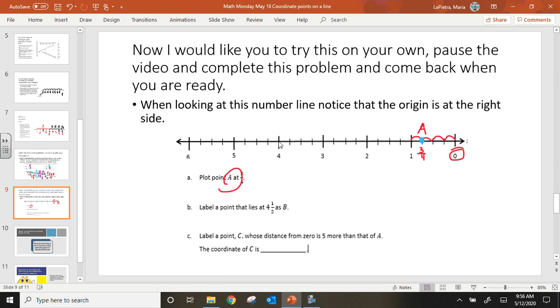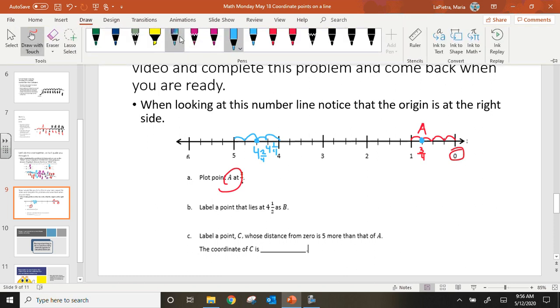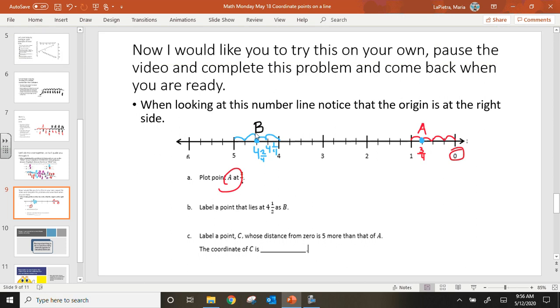Okay, so we go to 4. And again, we're counting by 4. So we're saying 1, 2, 3, 4. So this is 4 and 1/4. And this is 4 and 2/4. And we know 2 over 4 equals 1/2. So we know that this is where B is, right here. We're going to label that B. Okay.